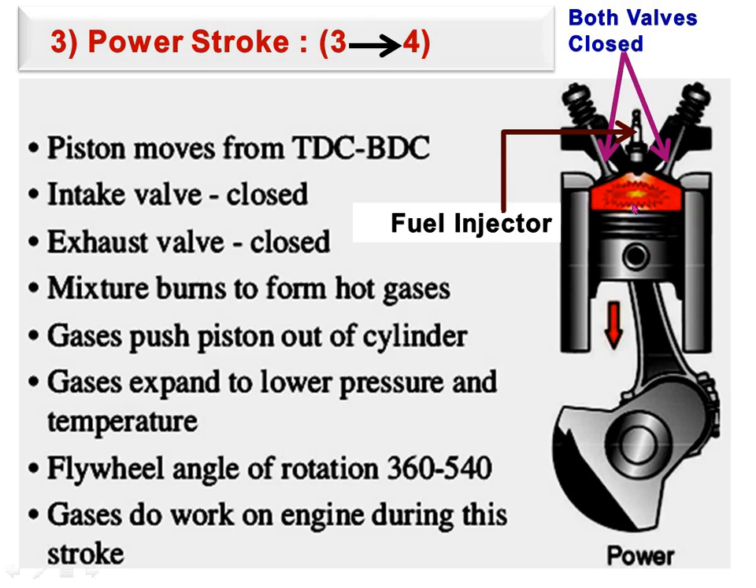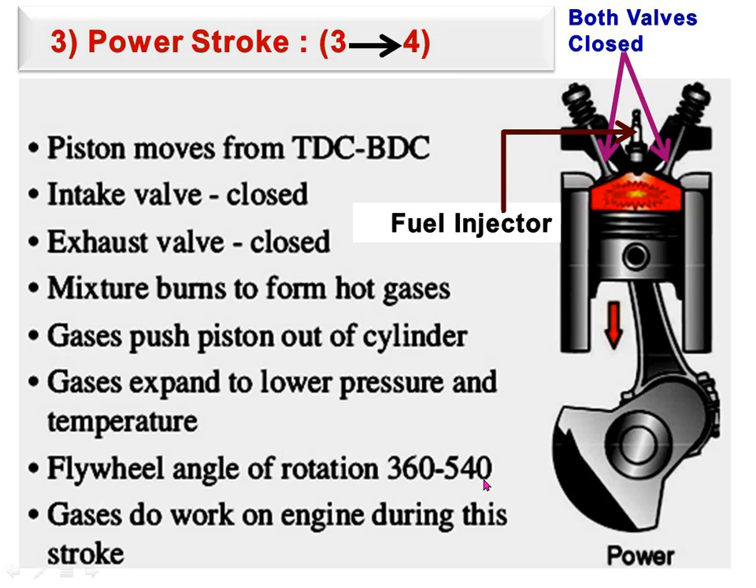Due to the downward movement of the piston, the gas expands inside the cylinder. So its pressure becomes lower, and its temperature is also reduced, according to the gas equation PV = nRT. Flywheel angle of rotation: 360 degrees to 540 degrees.